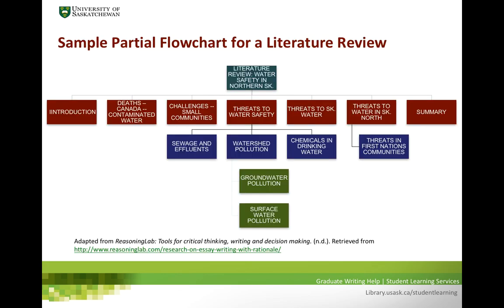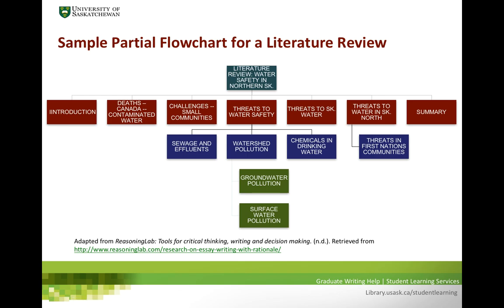So here's a sample partial flowchart for a literature review, for the same literature review we were just reading. So this student has opted to use this method for organizing her literature review. So she starts with her introduction and her main headings along the top here, and then ending with a summary. And then she has the subheadings tiering down from some of the main headings. And then she's got the subheadings underneath. And this is just a section of her literature review.